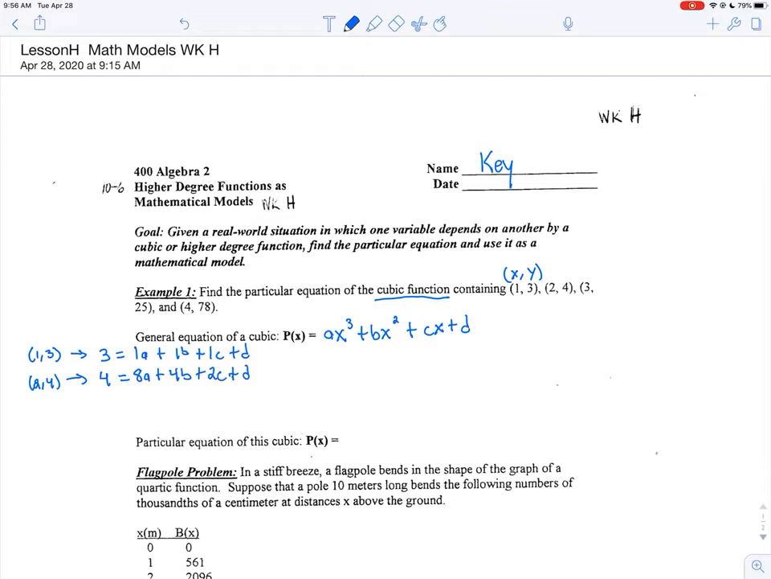If we do this with our remaining 2 points, without even writing the points, I think we get it at this point. We can say 25 equals 3 to the third, so we're going to have 27a plus 9b plus 3c plus d. And then our last point, (4, 78), we're going to have 78 equals, so 4 to the third, we're going to have 64a plus 16b plus 4c plus d.